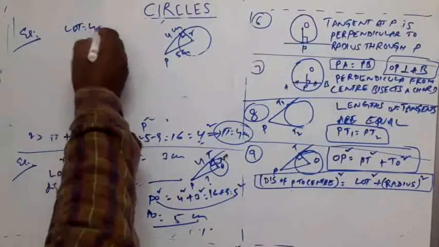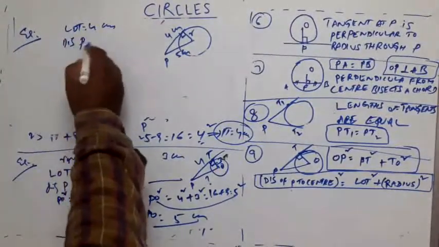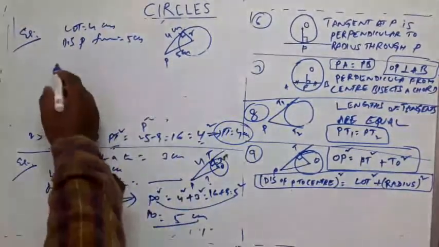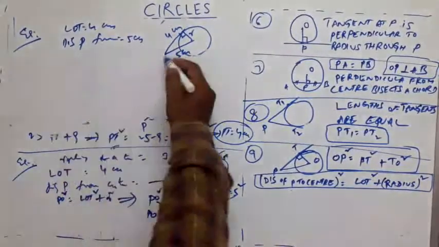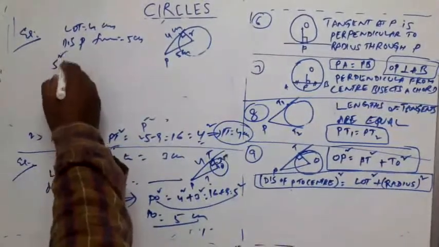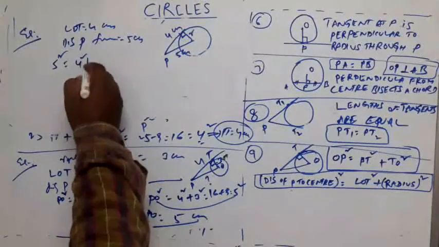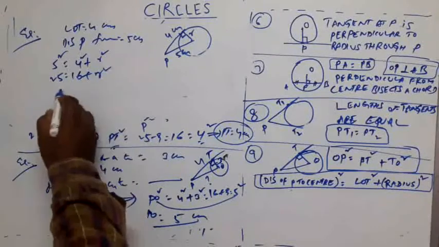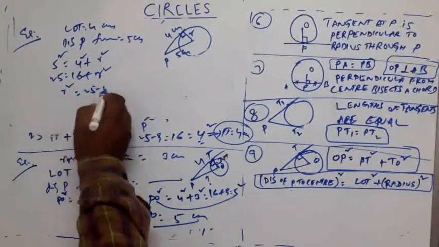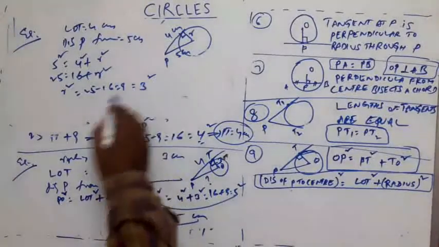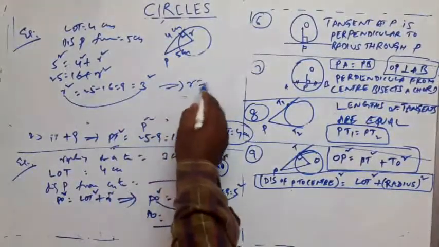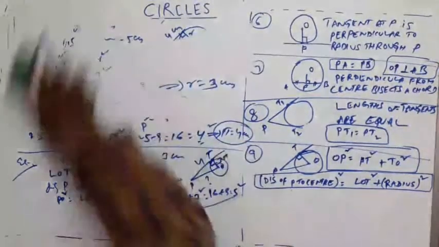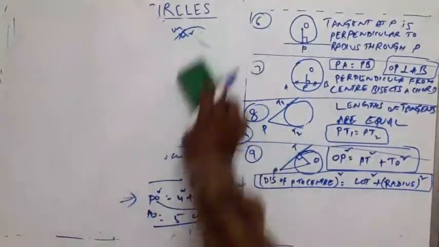I want to find out the radius. Length of tangent is given as 4 centimeters. Distance of P from center is given as 5 centimeters. So apply the distance square, that is 5 square, equal to length of tangent square plus radius square. So 25 is 16 plus r square. So r square is 25 minus 16, that is 9. 9 can be written as 3 square. R square is 3 square. From this, R is 3 centimeters. So this way questions can be framed. This is a very, very useful and important point.